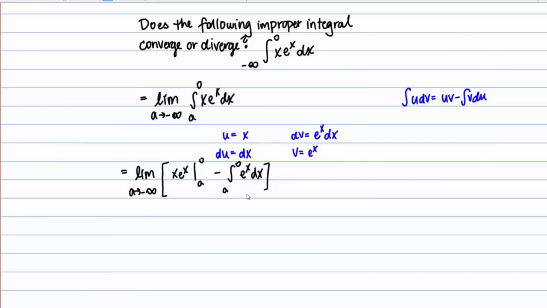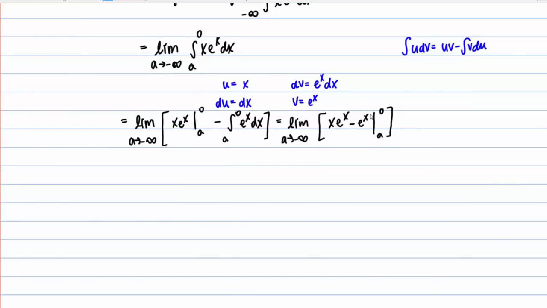Now this new integral, e to the x dx, is really easy to compute. So if we continue and actually do that, we end up with x e to the x minus, and then this second integral is just going to give us e to the x, and we're evaluating that all from a to 0. So now our next step is going to be to plug in our bounds here. Once again, we're going to keep carrying this limit with us throughout the process. So if I plug in 0, I get 0 e to the 0 minus e to the 0. Minus, and then I plug in a, I get a e to the a minus e to the a.